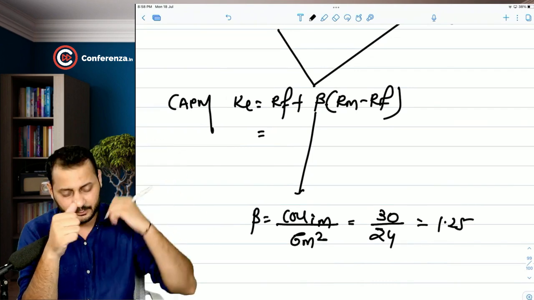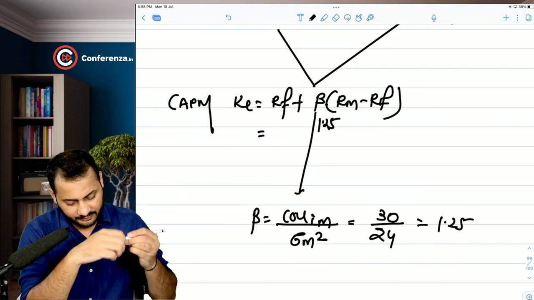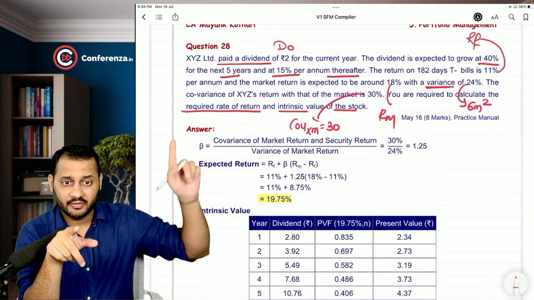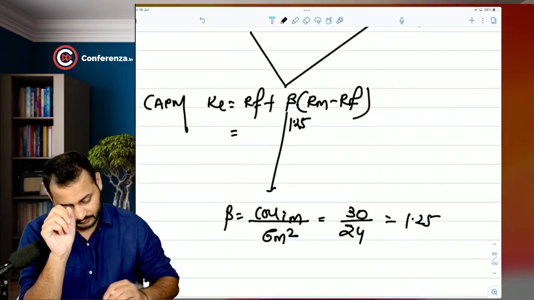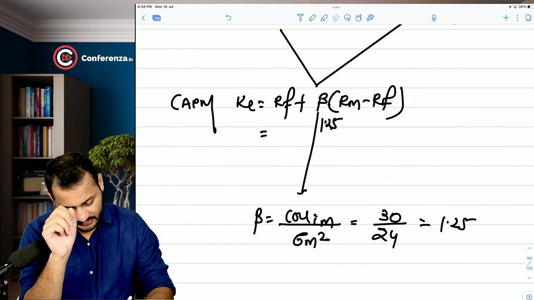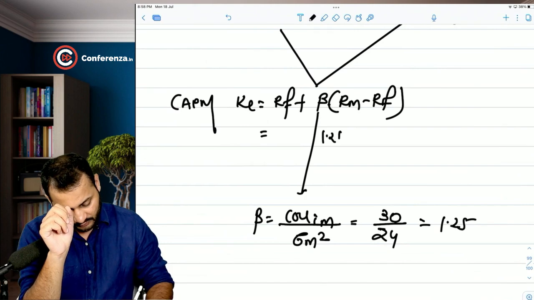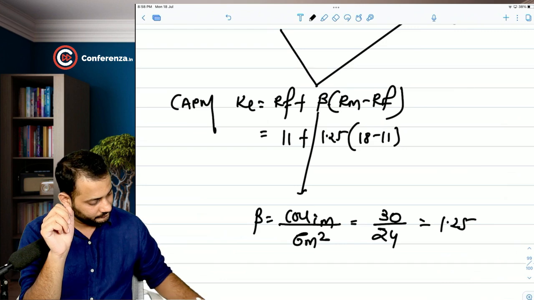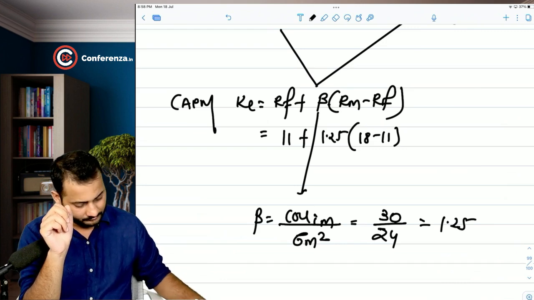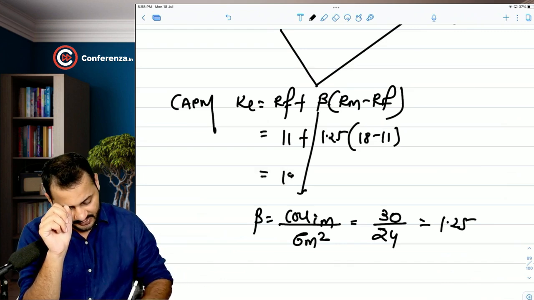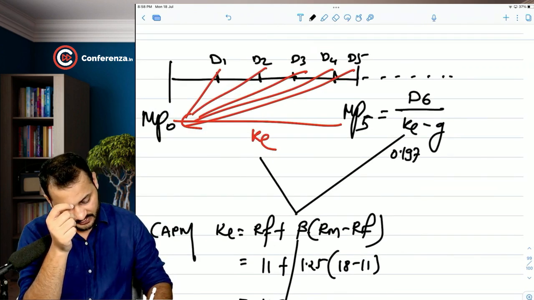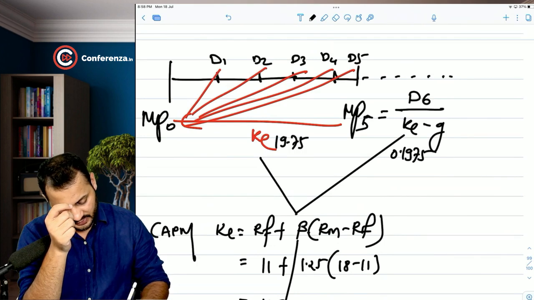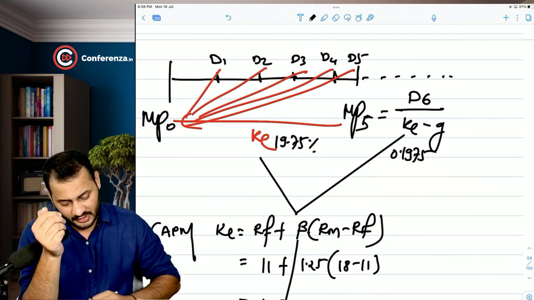Now just move a step upwards. 1.25 is the beta. Market return and risk-free rate of return are 18 and 11%. So put the figures: 1.25, 18 minus 11, and 11 here. So the cost of equity is 19.75. Now put down 19.75 here, 19.75 here for discounting the cash flows and the growth rate.